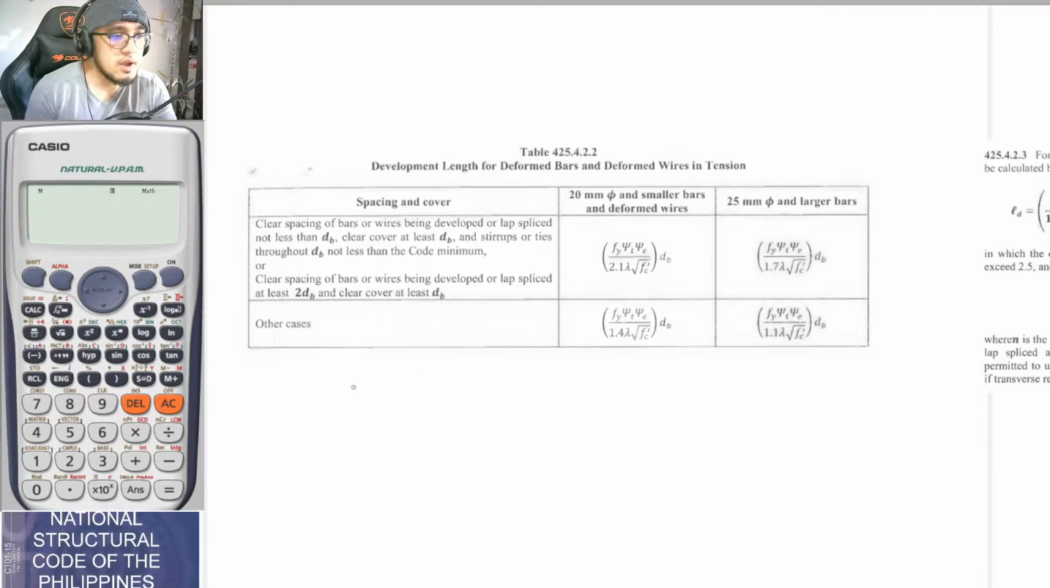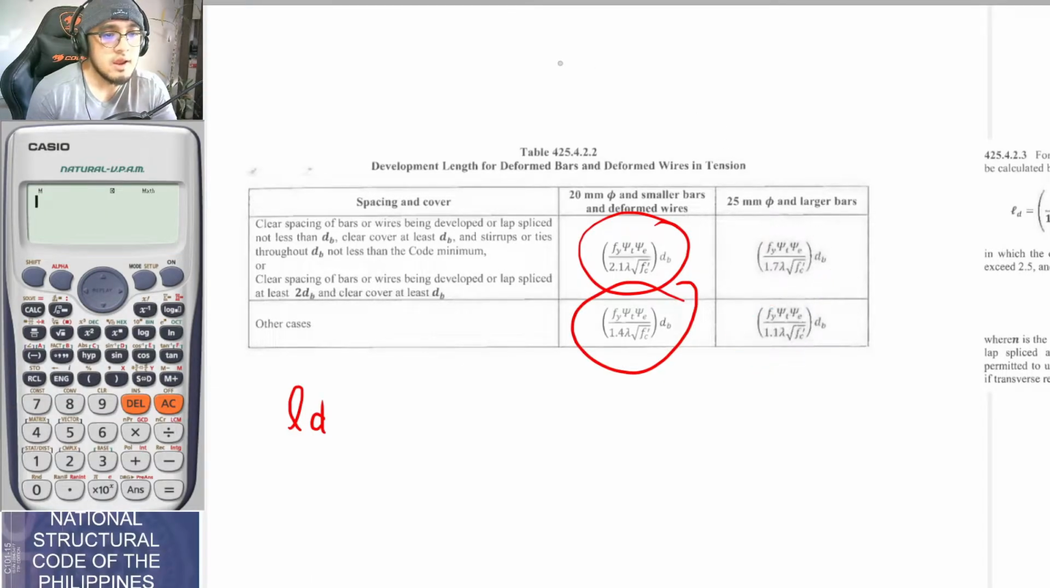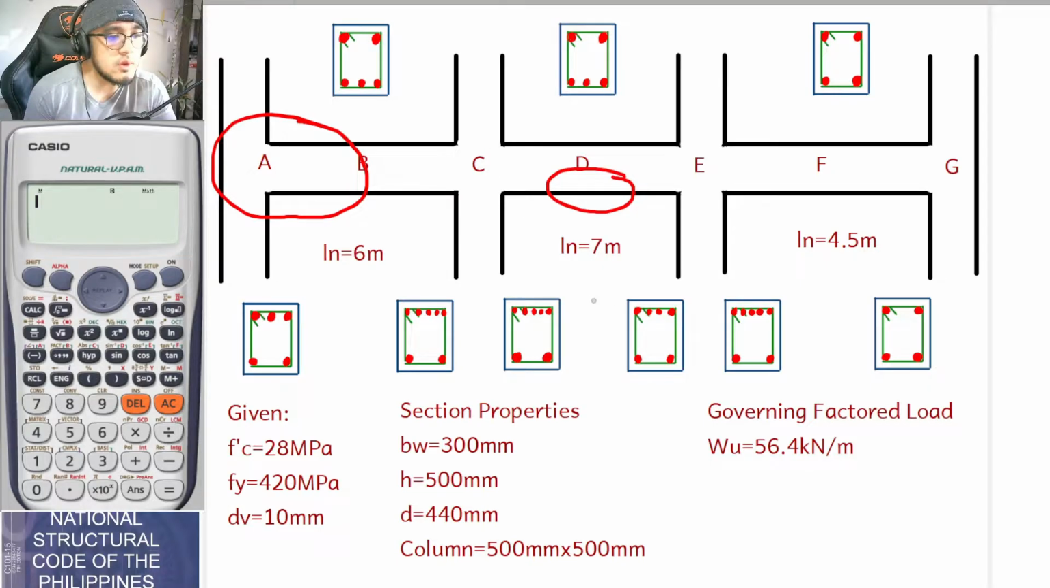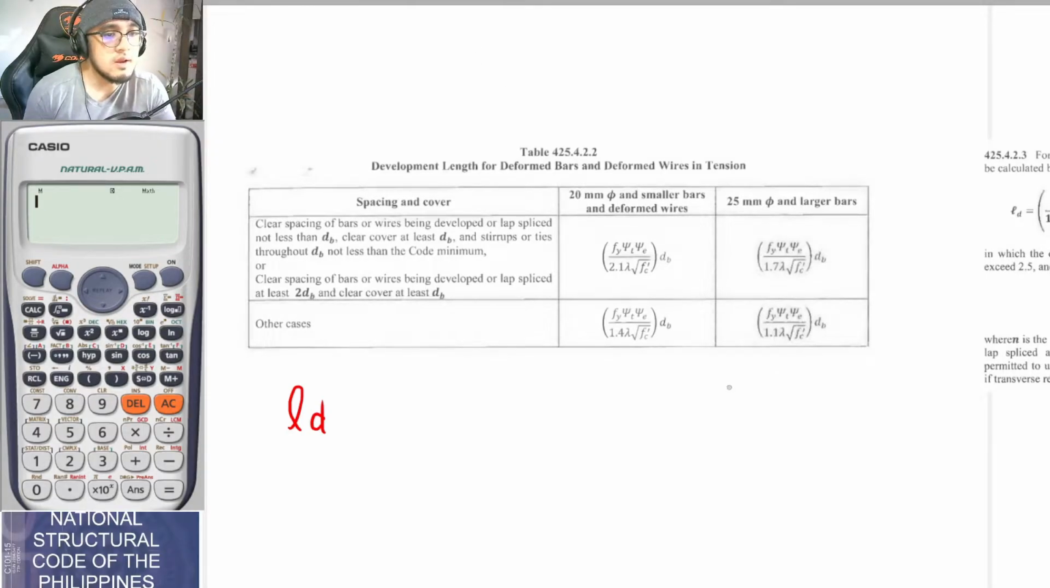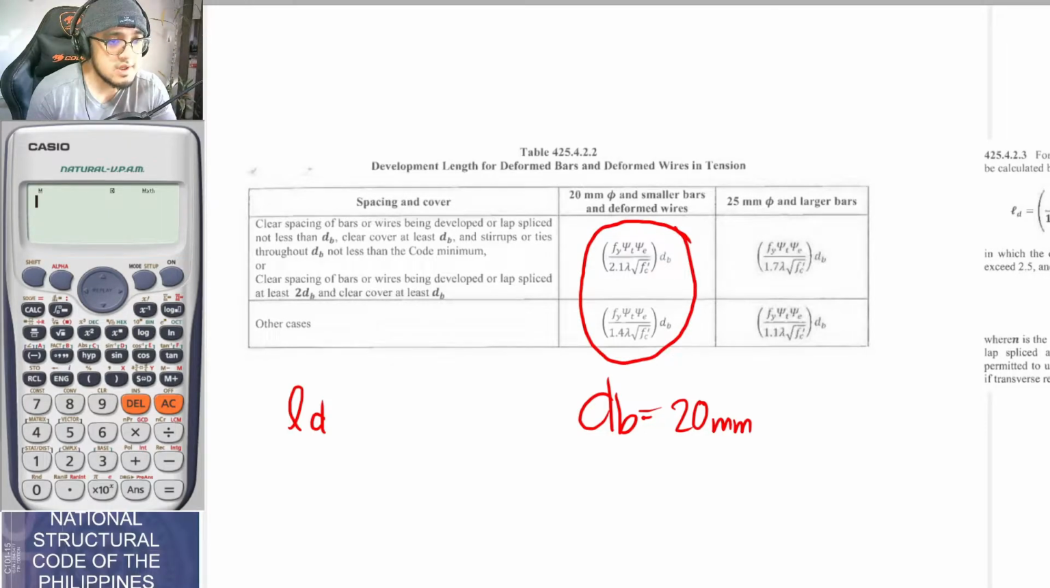So once again, your minimum Ld is to be either of these values here. And if you can remember from before when we designed these beams here, we have used db equal to 20 mm. So this was the bar diameter that we used in the previous video lecture. So yun yung ginamit natin ngayon dito. So with that, guys, if you look at this table, it may either be this or this, but since our db is equal to 20 mm, we would now be using this formula.